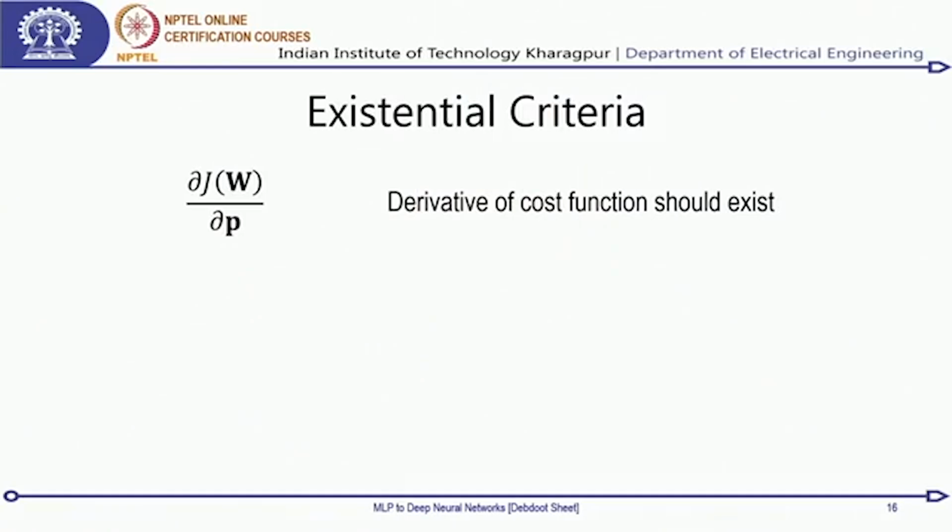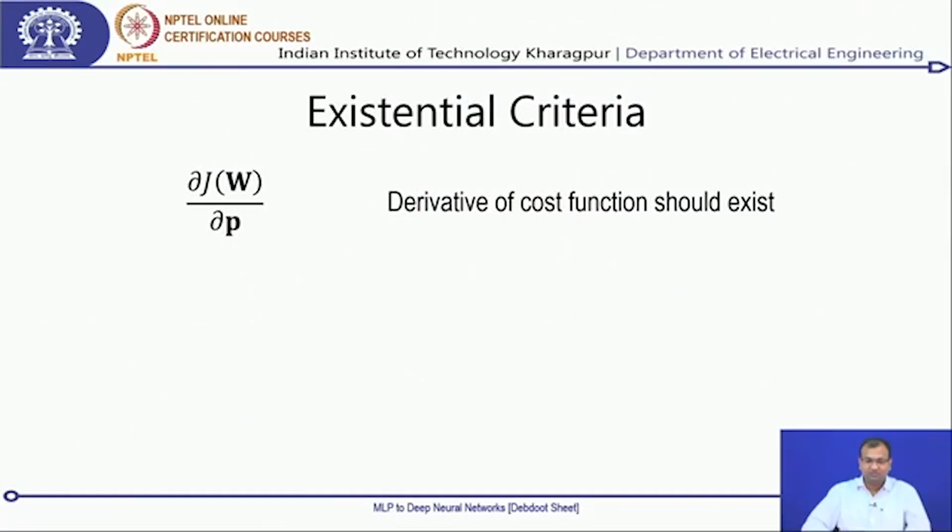My first component over there, which is del p of jw, is what is called the derivative of the cost function, and that part should exist. Let's take a very simple example, these two cost functions. The first one is the L2 norm, the second one is the L1 norm, and let us see if its derivative exists.